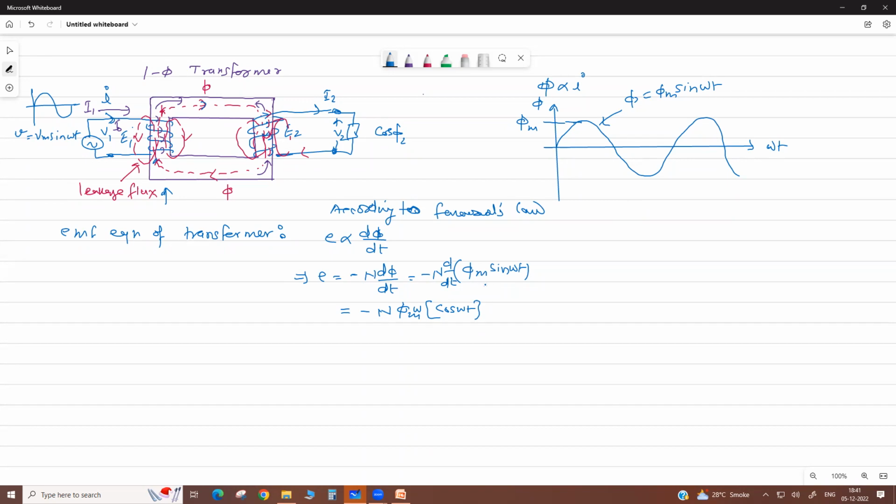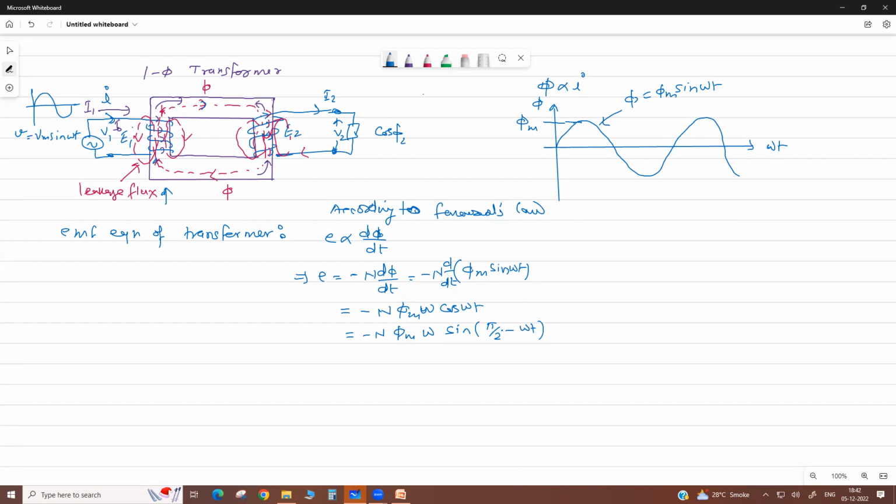The derivative comes with a minus: minus n omega cos omega t. Then this cos omega t we can write as minus n phi m omega, and cos we can write as sin of pi by 2 minus omega t.